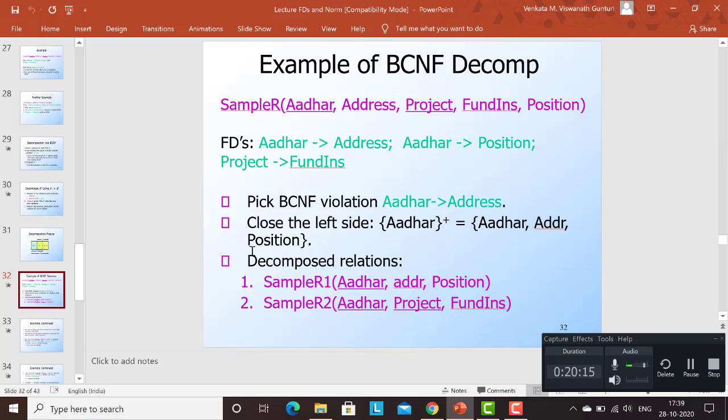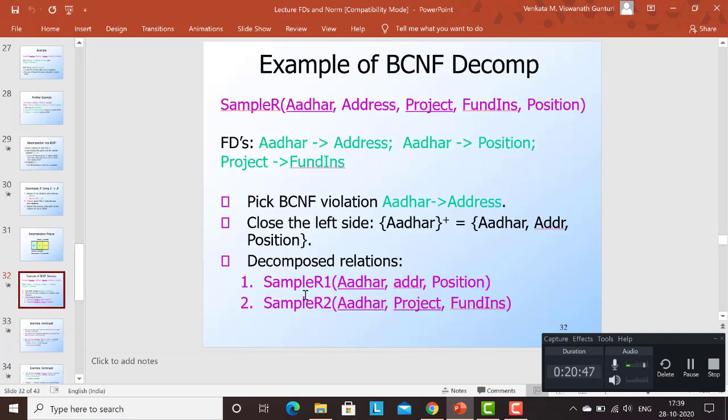Okay. So now what do I do as per our algorithm? All of this becomes one relation, and in the other relation I put all the remaining items from here and this Aadhaar. So I'll put Aadhaar, project, and funding institution. Okay, so these will be my two relations. Now let us check.